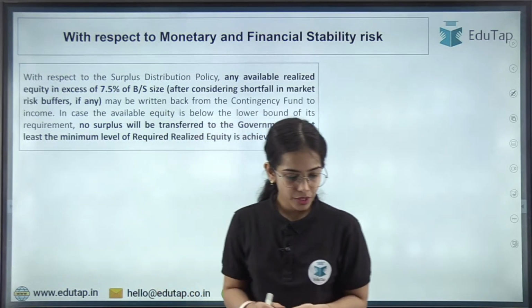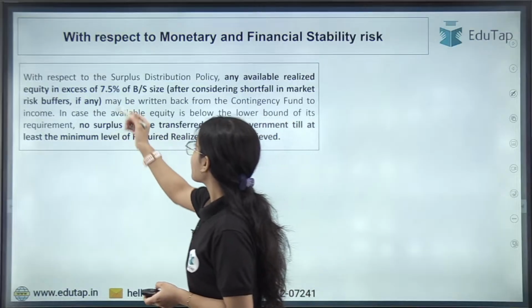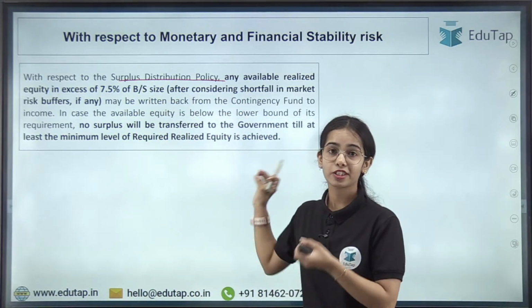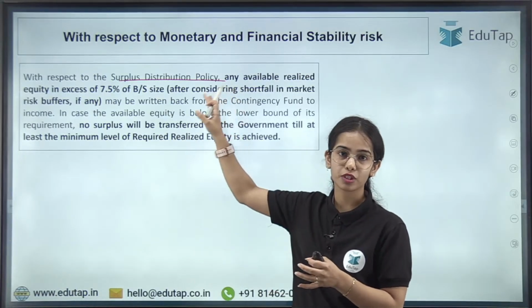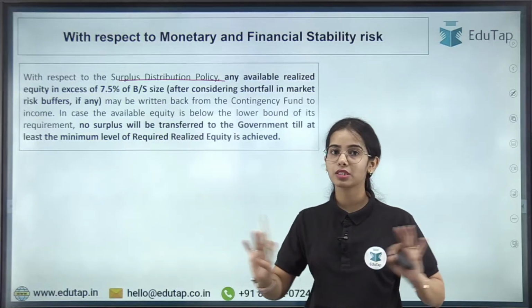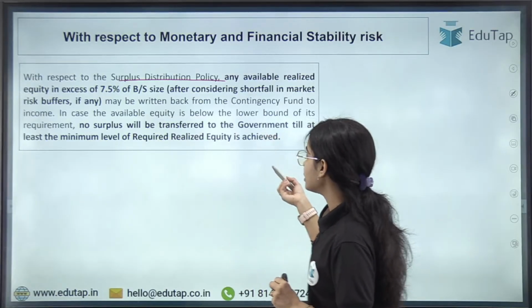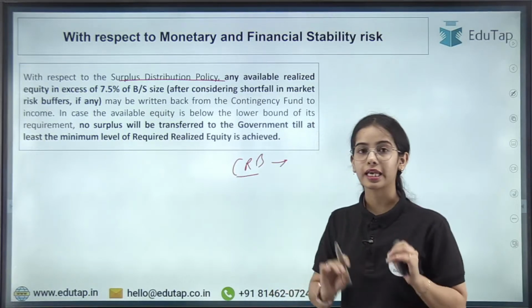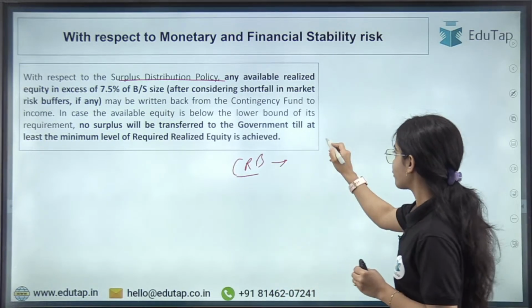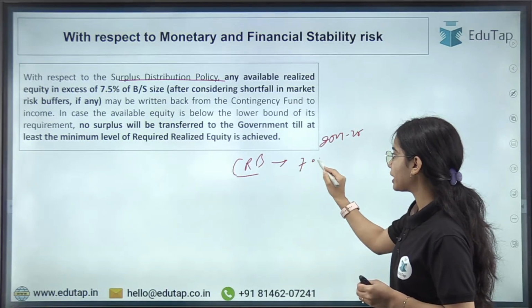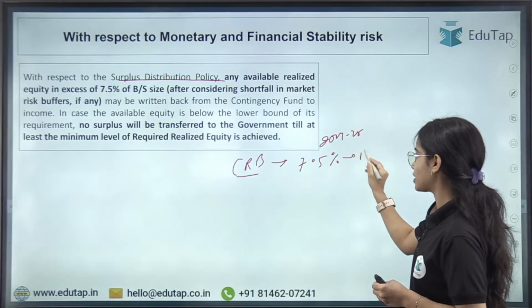Okay, now coming to the next point, with respect to the surplus distribution policy. This slide is the last slide of the first topic. This slide is the most difficult one. If you understand this, that means everything is clear. So here, try to understand that contingent risk buffers have to be maintained. Let's say that RBI has decided that for 2024-25, the contingent risk buffers will be maintained at 7.5% of the balance sheet.